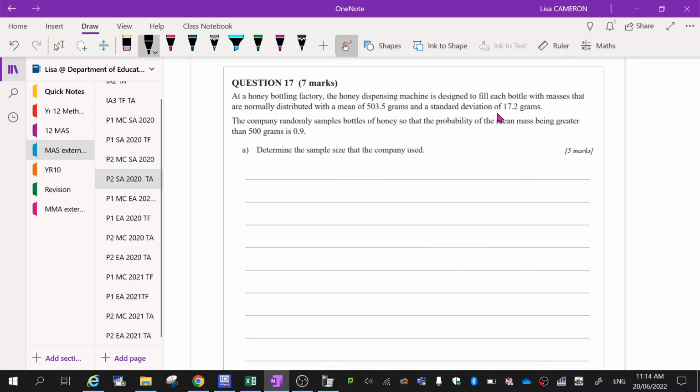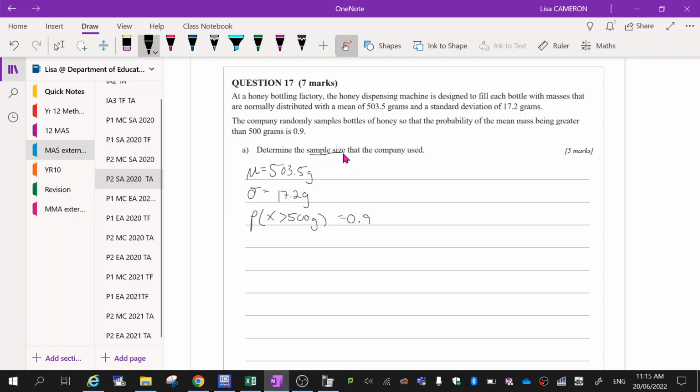Okay, question 17. At a honey factory, the honey dispensing machine is designed to fill each bottle with masses that are normally distributed with a mean of 503.5 grams and a standard deviation of 17.2 grams. A company randomly samples bottles of honey so that the probability of the mean mass being greater than 500 grams is equal to 0.9.